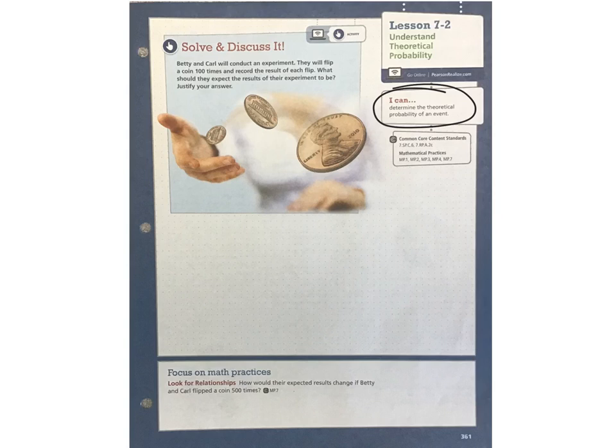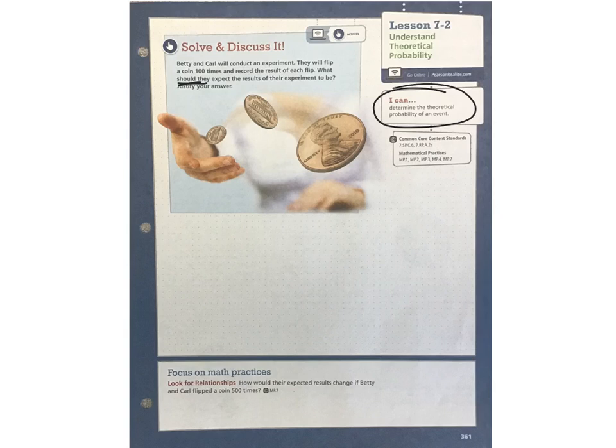Betty and Carl will conduct an experiment. They will flip a coin 100 times and record the result of each flip. What should they expect the results of their experiment to be? Justify your answer. So let's think about what happens when we flip a coin.